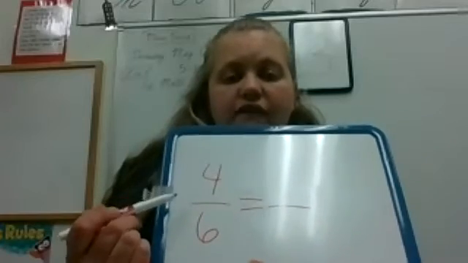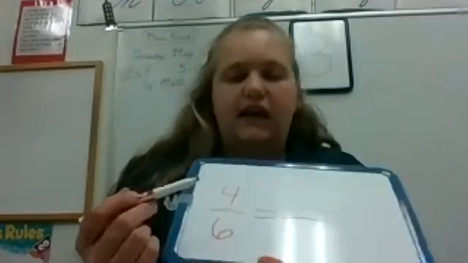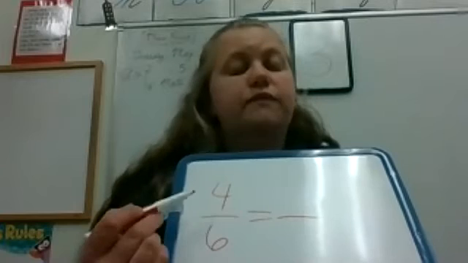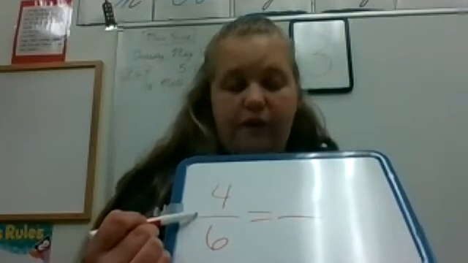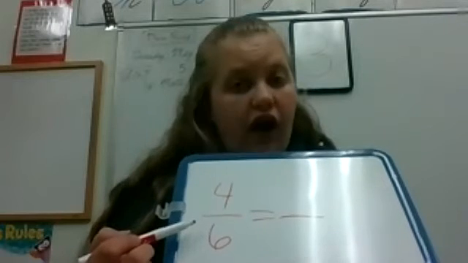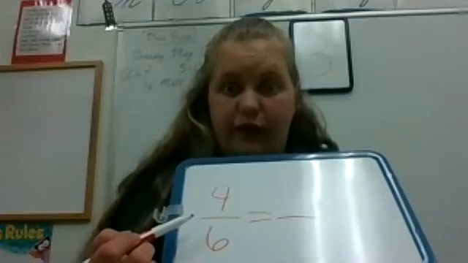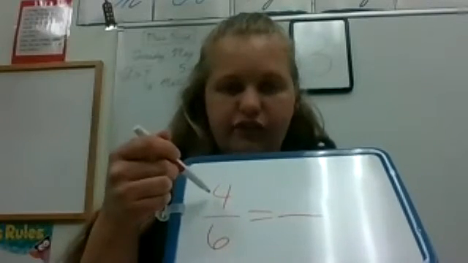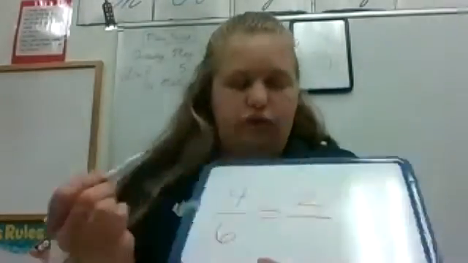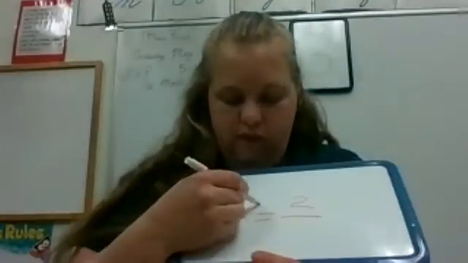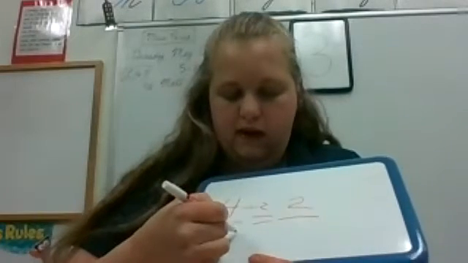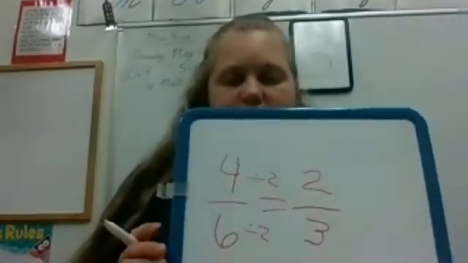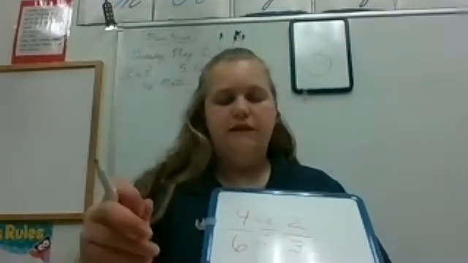My first thing is to say, okay, can 4 go into 6? No, not evenly. So the next thing is to check, are they both even? Let's try 2. If they're both odd or one is odd, check 3. Those are the first 2 numbers I like to check. All right, so 4 divided by 2 is 2. 6 divided by 2 is 3. 2 over 3. I just gave you the next one, okay? Very good.